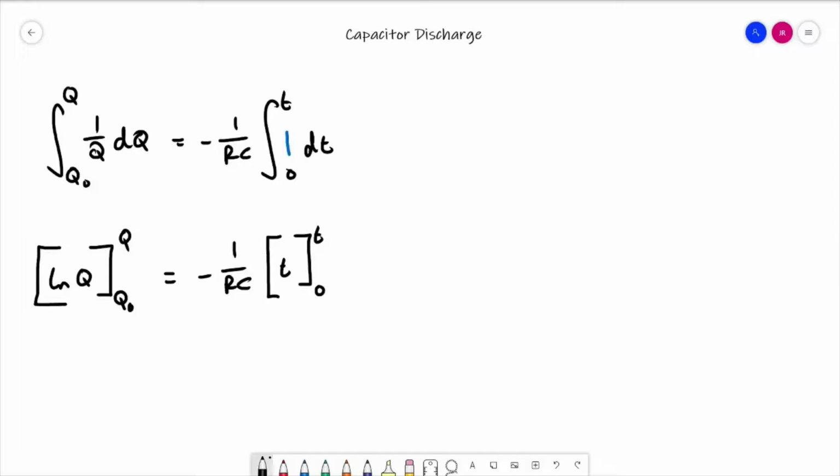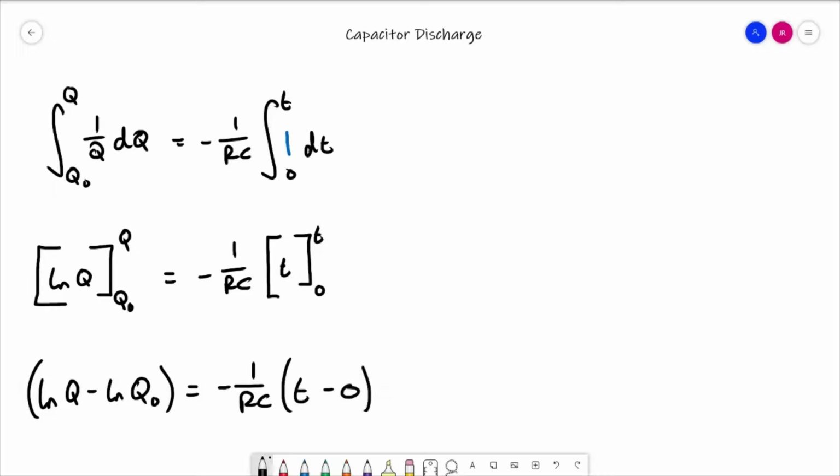Let's now do our limits. On the left hand side, we've got the natural log of Q minus the natural log of Q0 is equal to minus 1 over RC, and then on this side you get t minus 0, which of course just ends up as t anyway. So tidying this up a little bit, we've got natural log of Q minus natural log of Q0 is equal to minus t over RC.